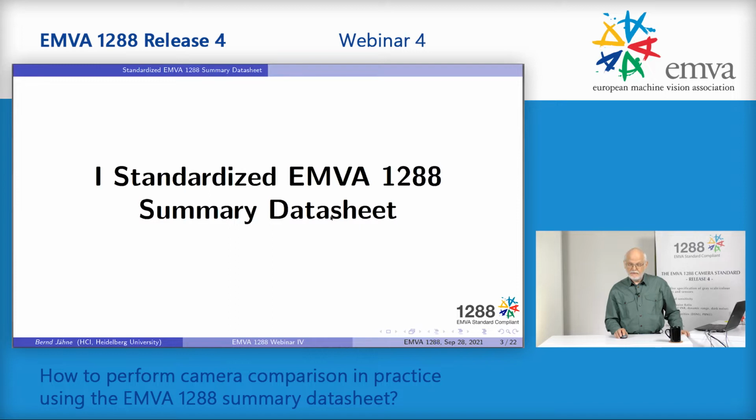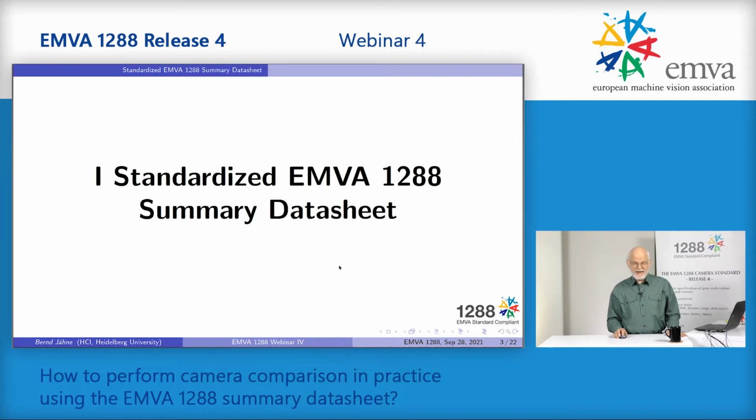Let me start with this summary data sheet, and this is actually a big progress which came to the 1288 standard only with release 3.1. It was easier actually to discuss the physics of image sensors. There is not much to argue about, but it's a little bit harder to get now all the figures together and especially to present them in a way that you can take a data sheet from vendor A and from vendor B and directly do the comparison. And this took a little bit more discussion in the working group.